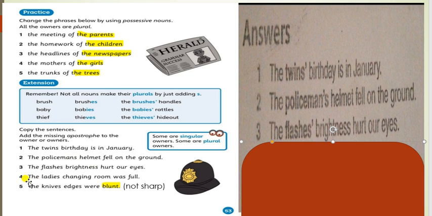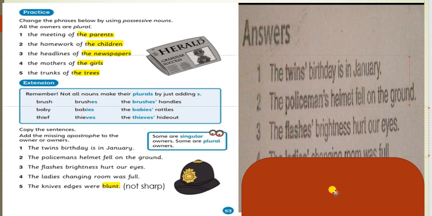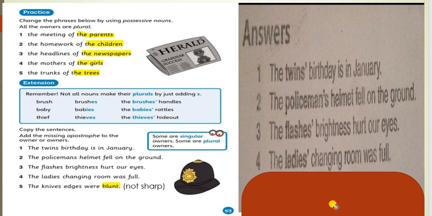And here we have number 4, the ladies changing room was full. The ladies here is supposed to be the word lady, and we crossed the y and put ies, so the ladies here is a plural noun with s. So we put the apostrophe after the s. Yes, very good: the ladies' changing room was full. And the last one, number 5, the knives edges were blunt.